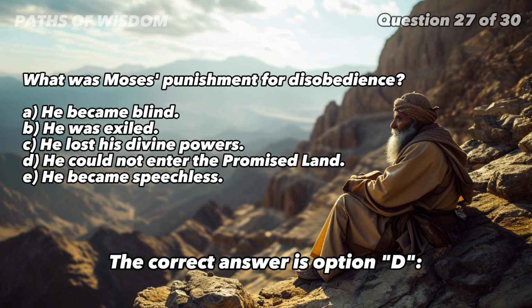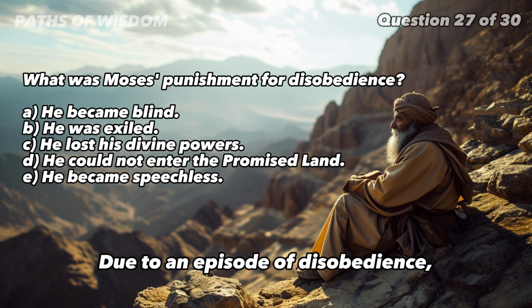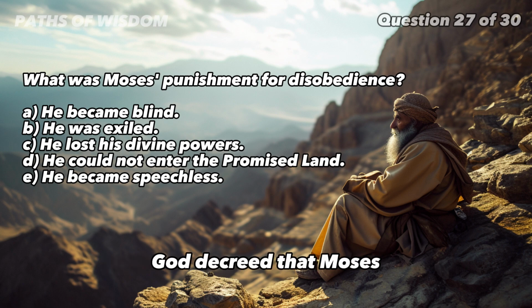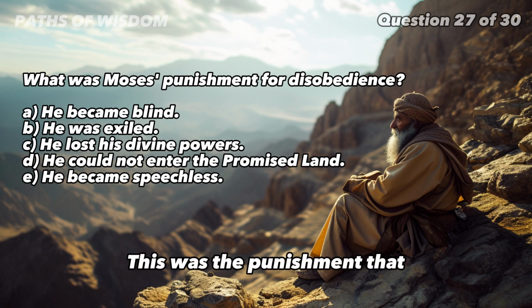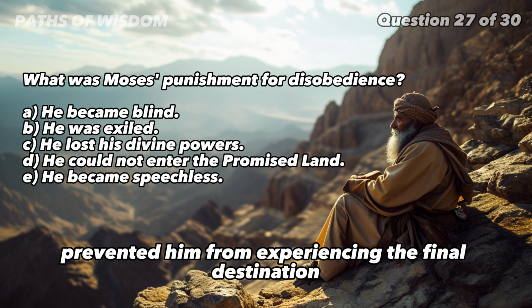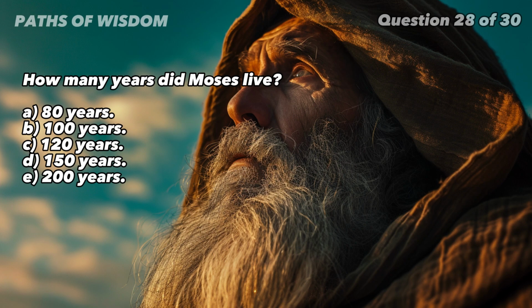The correct answer is option D. He could not enter the Promised Land. Due to an episode of disobedience, God decreed that Moses would not enter the Promised Land. This was the punishment that prevented him from experiencing the final destination of the people of Israel. Question 28. How many years did Moses live?